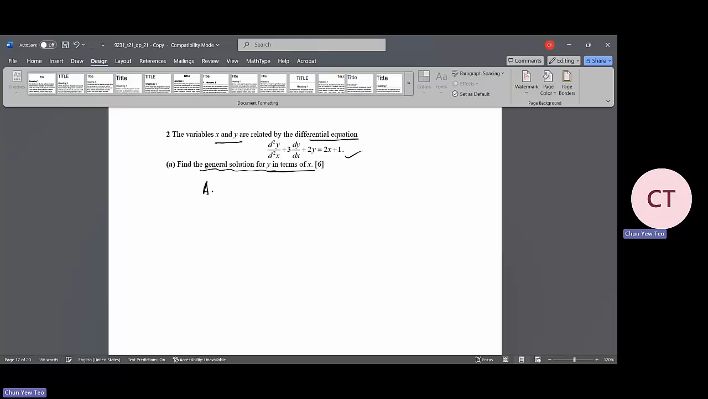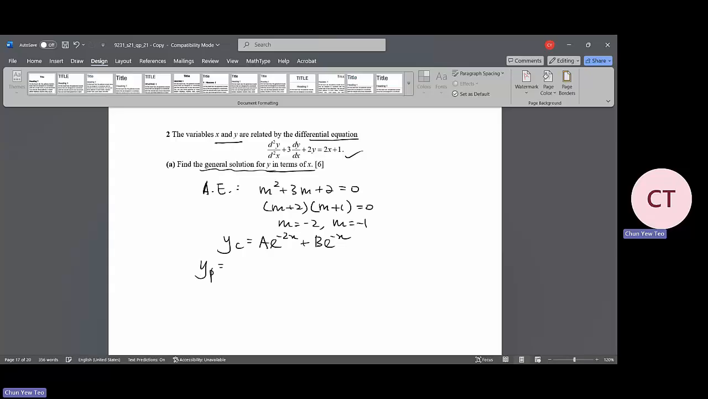So first of all, we just take the auxiliary equation out, which means m squared plus 3m plus 2 equal to 0. You factorize it, finding the roots. You will see that one root is -2 and another root is -1. So your complementary solution will be Ae to the power of -2x plus Be to the power of -x. Okay, we have done with the complementary solution. Now we want to go for the particular integral.